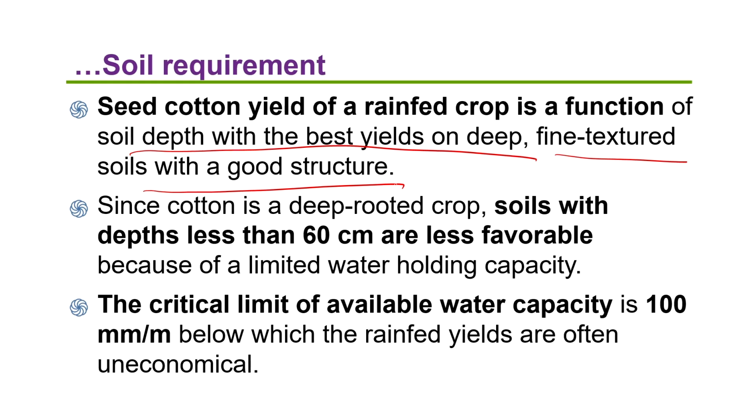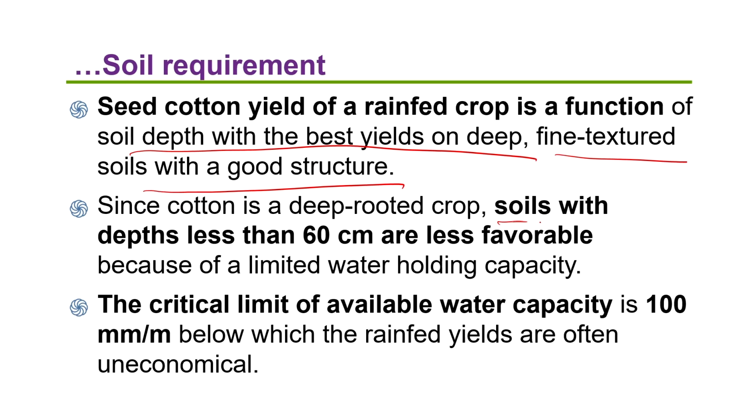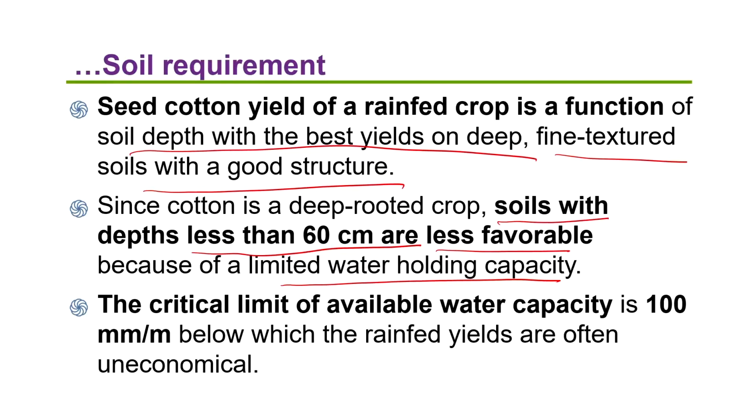So, it needs these kind of soils, slightly say medium to heavy texture soils or fine texture soil with good drainage, good water holding capacity and of course, there has to be good soil structure for this crop. Since cotton is a deep rooted crop, soils with depth less than 60 centimeter are less favorable because of a limited water holding capacity. And not only this, it will also limit the root growth and extension of the roots. The critical limit of available water capacity is 100 millimeter per meter, below which the rain-fed yields are often uneconomical. So, it is really important to understand this fact.